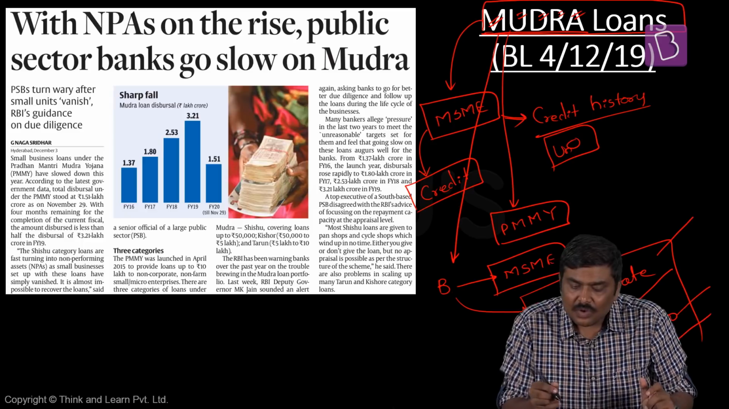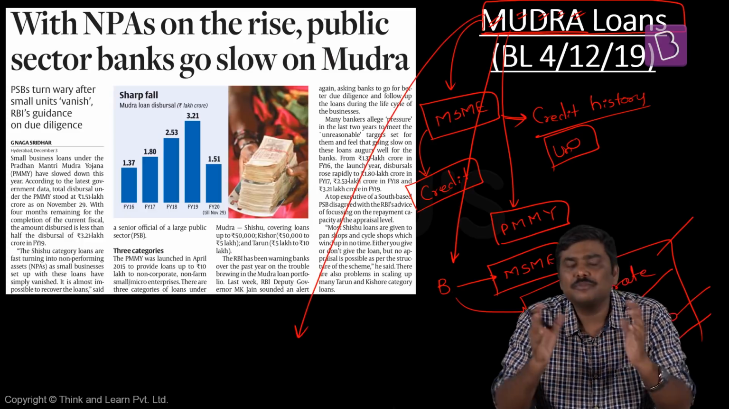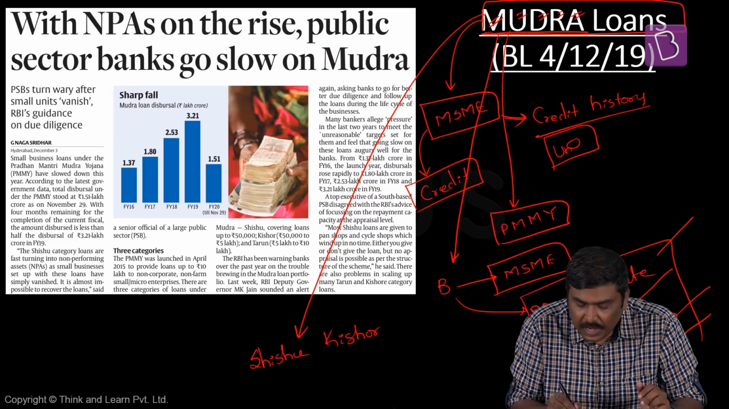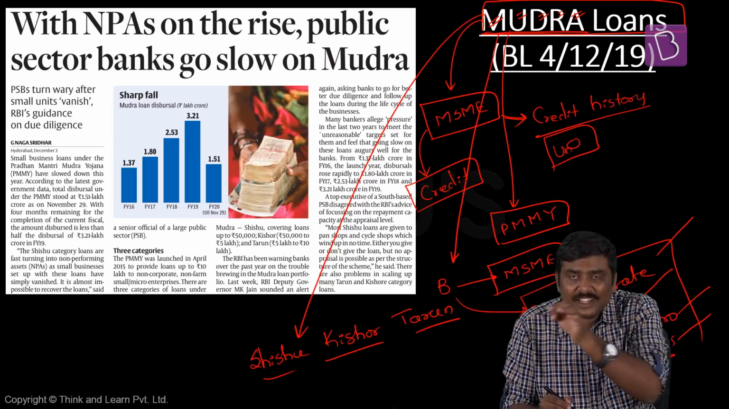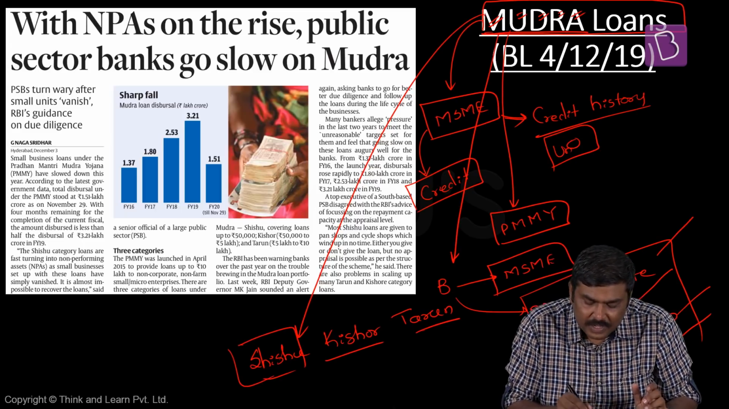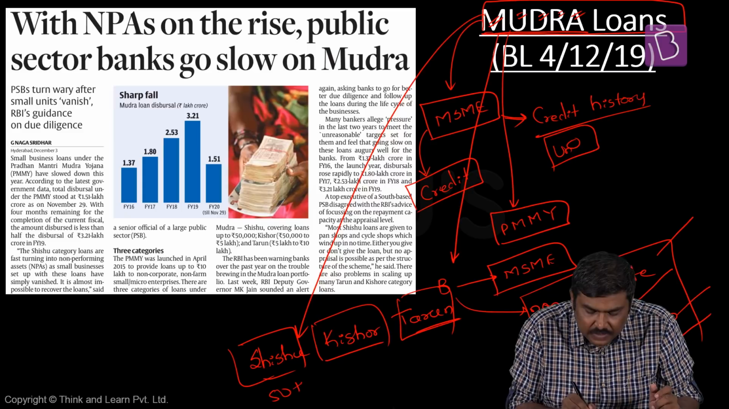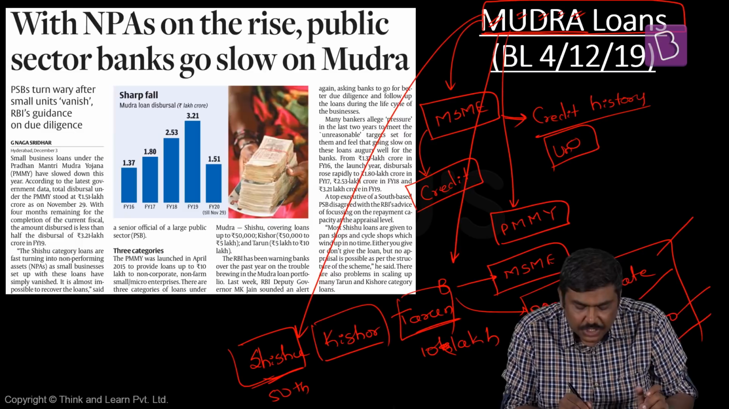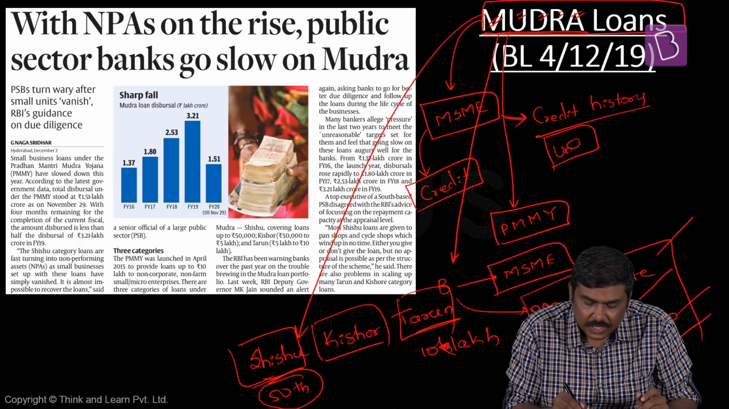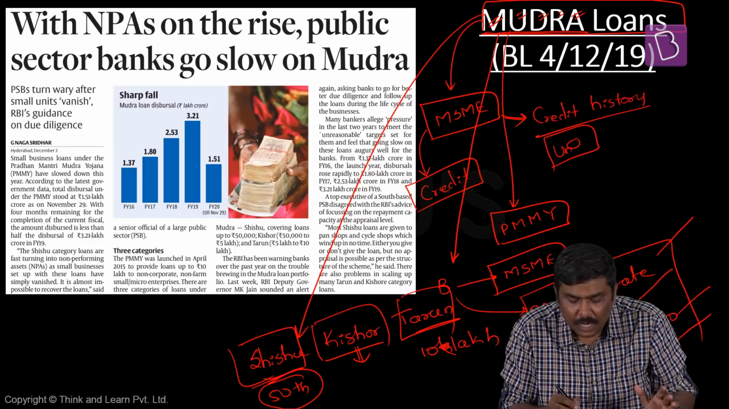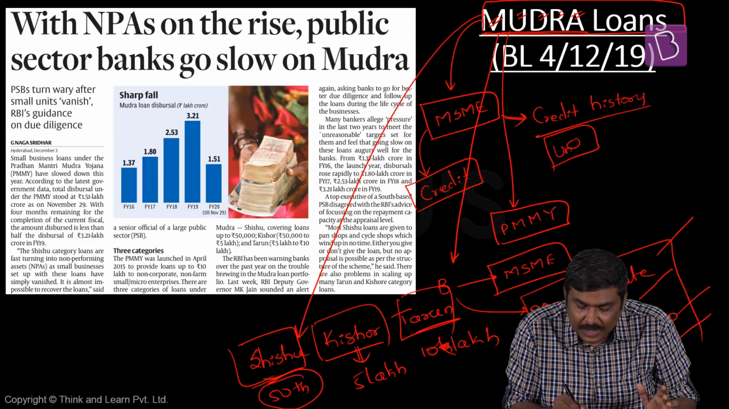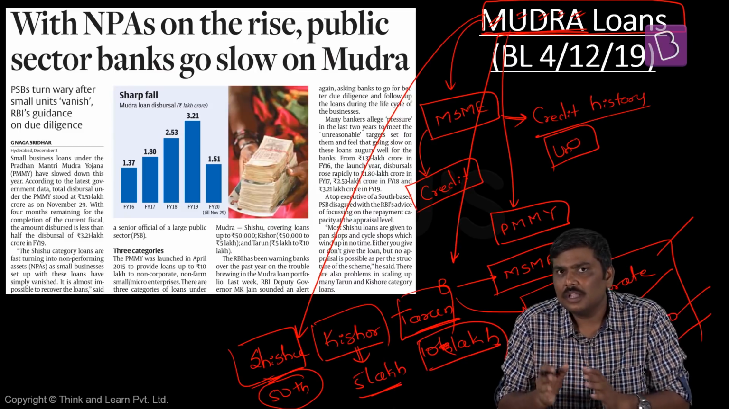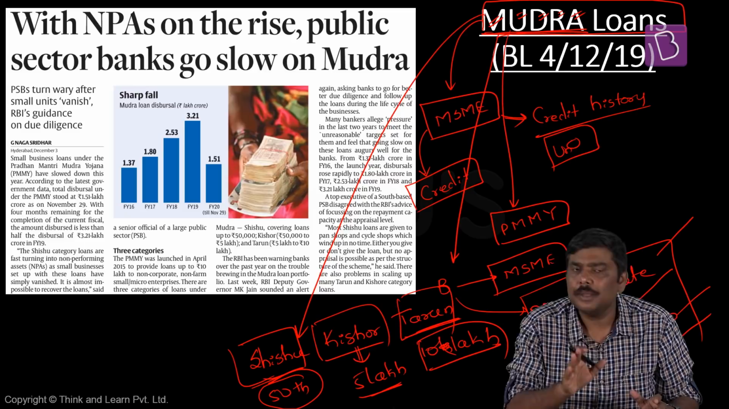So under the ambit of Mudra, loans from the banking sector will be given to non-corporate, non-farm, small and micro businesses. And under Mudra, we had three types of products: Shishu, Kishore and Tarun. These three loan products were provided, and the value of the loans will start from 50,000 rupees and go up to a maximum of 10 lakh rupees. In case of Shishu, the loan value will be up to 50,000 rupees. In case of Kishore, it will be more than 50,000 up to 5 lakh rupees. And in case of Tarun, it will be more than 5 lakh up to 10 lakh rupees. Under the ambit of Mudra, loans of value up to 10 lakh rupees could be provided.